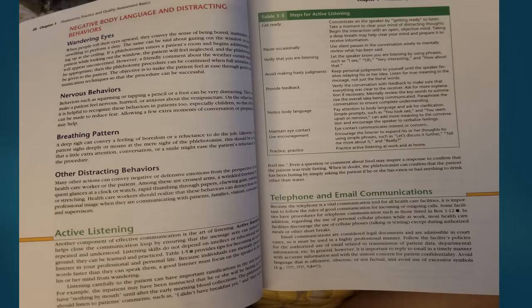Negative body language and distraction behaviors. Wandering eyes. When people roll their eyes upwards, they convey the sense of being bored, inattentive, or unwilling to perform a duty. The same can be said about gazing out of the window or looking up at the ceiling. If a phlebotomist enters a patient's room and begins addressing the patient while looking out the window, the patient will feel neglected, and the phlebotomist will appear unconcerned.